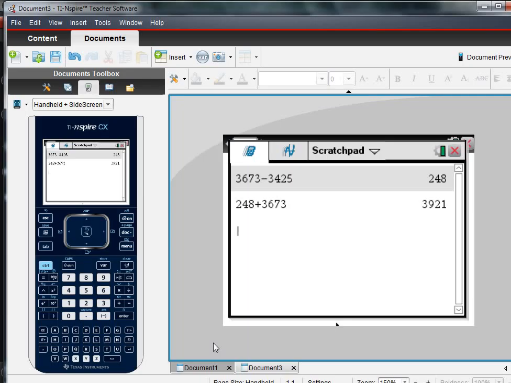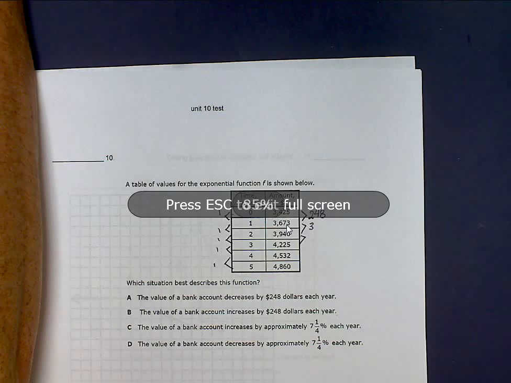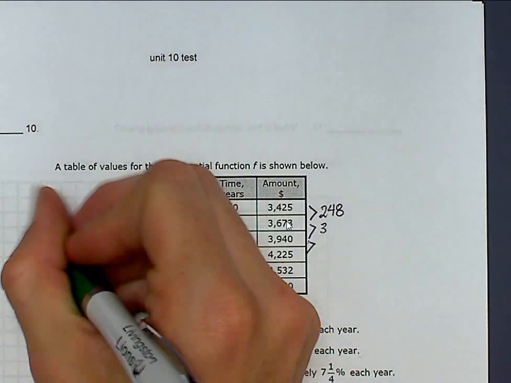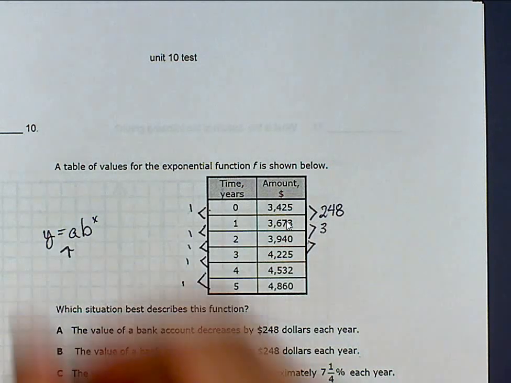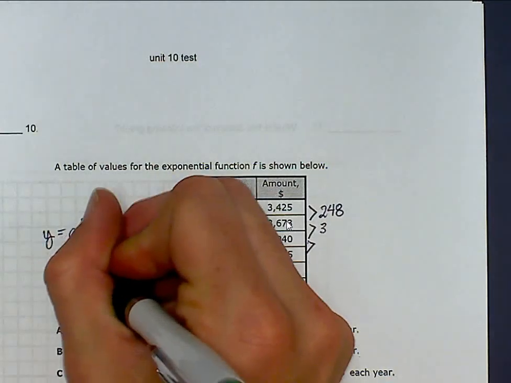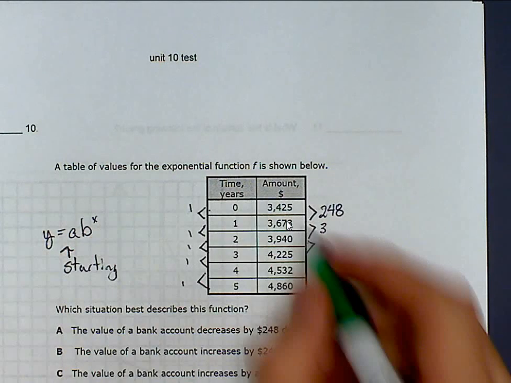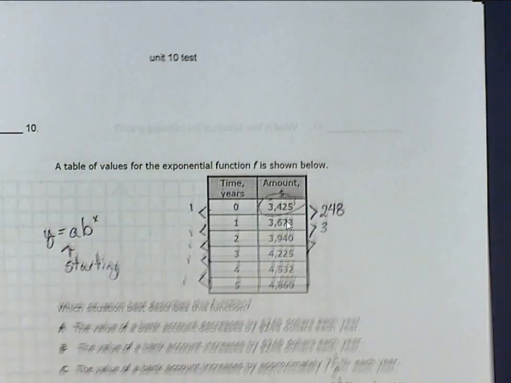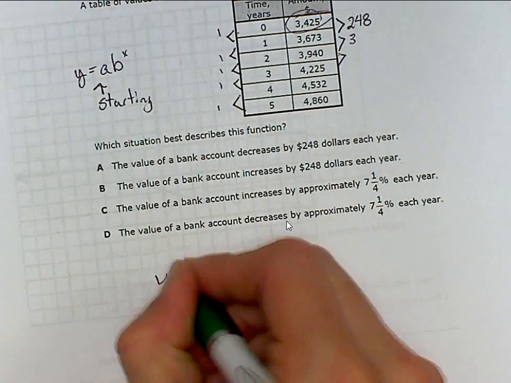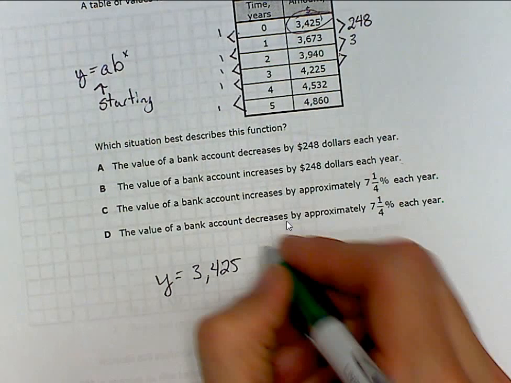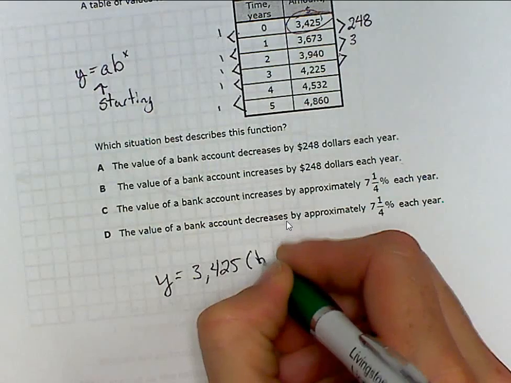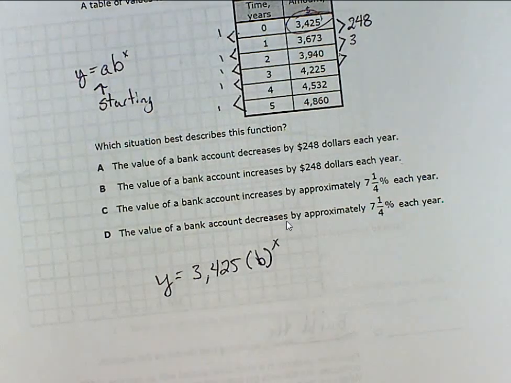Okay? So I'm going to go ahead and write the exponential function out, which is y equals ab^x. Remember, the a is the starting amount, right? So what's my starting amount at 0? That number right there. So y equals 3,425 times a number raised to the x power. Let me show you a little trick.